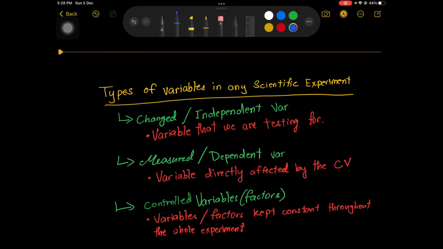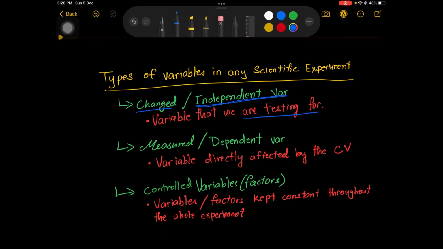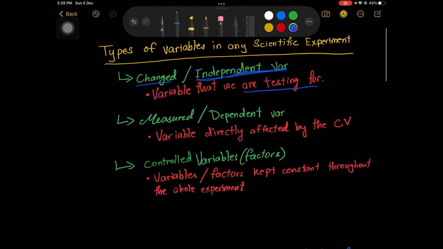So first of all, let's understand the different type of variables we have in any scientific experiment. The first one we have is changed variables, also known as independent variables. Now these are variables that we usually test for in an experiment, and they are known as independent because these variables do not depend on other factors within the setup. I'll explain that in a while, so if you don't understand, it's completely fine. And by the name changed variable, you understand that in the whole setup, this is that particular variable which is being changed across different setups we have inside the experiment. Now I'll come to that in a while as well.